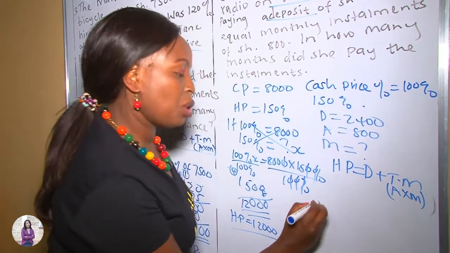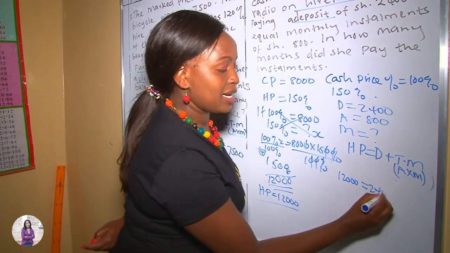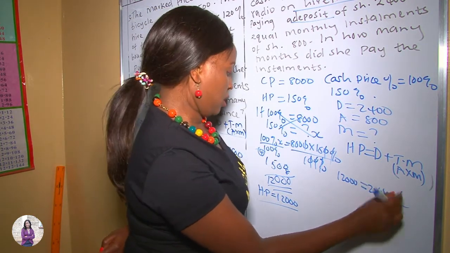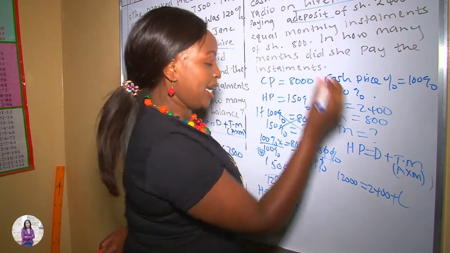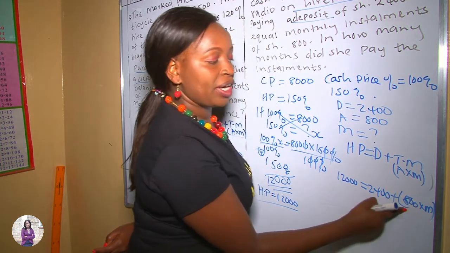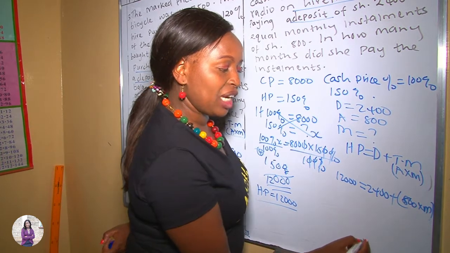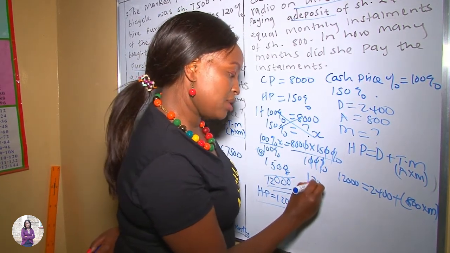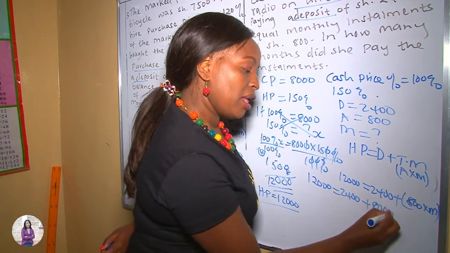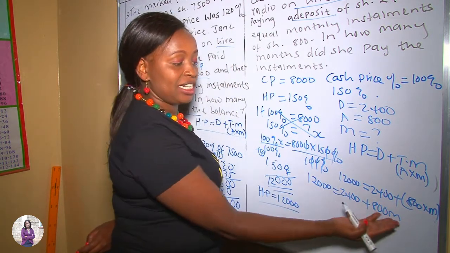Our hire purchase is 12,000, equal to the deposit of 2,400 plus total monthly installment that we don't know, but we can say our amount was 800 times M for months. Remember, this is how we get to the monthly installments. Amount times number of months. So 800 times M is going to be 800 M. So 12,000 is equal to 2,400 plus 800 M. M for months. So now after reaching this point, we apply algebra because we have a letter here.